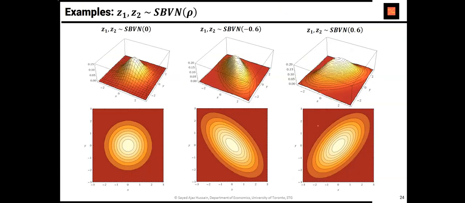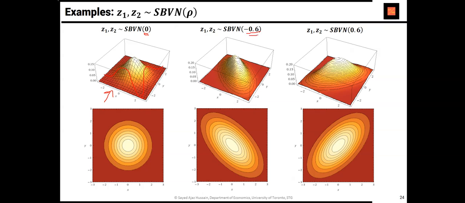Examples. Here is Z1, Z2, where rho is 0. I did this on purpose. Take a look at this. If you look at the mountain this way, you can clearly see it's normalish. If you look at the mountain from the Y perspective, it's also normalish. The dome is symmetrical, and you can see the contour plots are perfectly symmetrical.